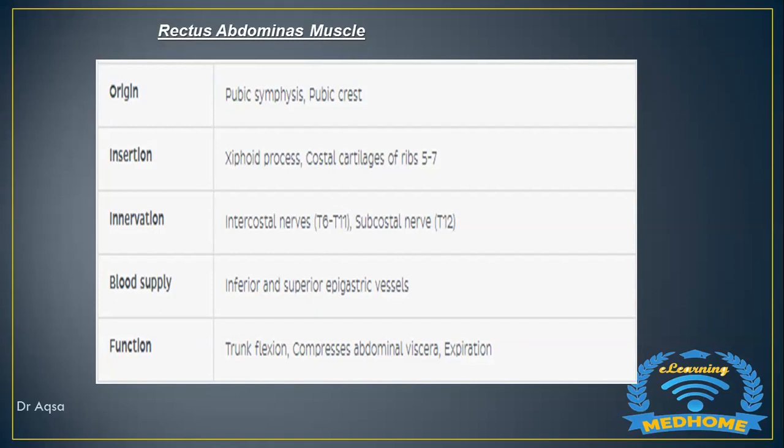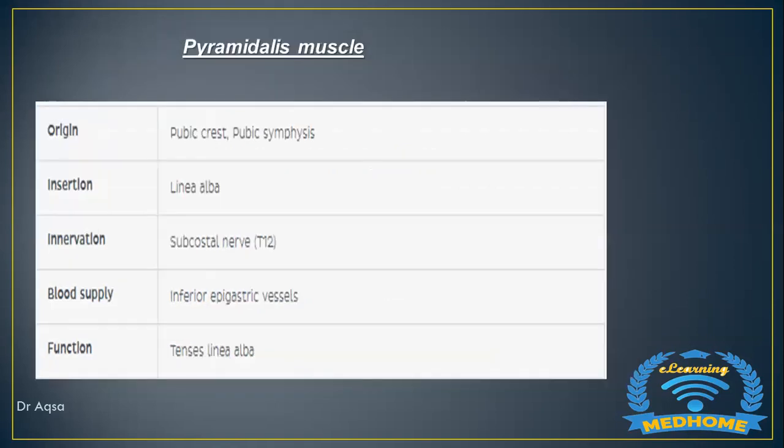And pyramidalis muscle is present in 20% of the population. It originates from the pubic crest and pubic symphysis, and it is inserted on the linea alba. Its nerve supply is the subcostal nerve, and it also tenses the linea alba. Yeah, excellent.